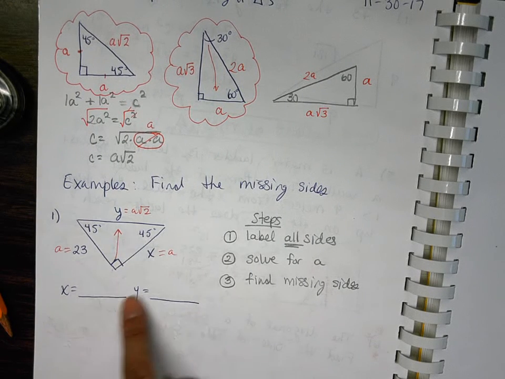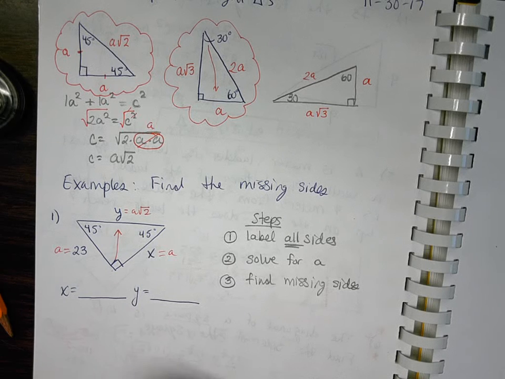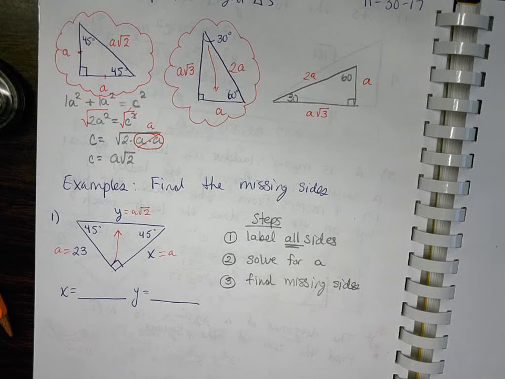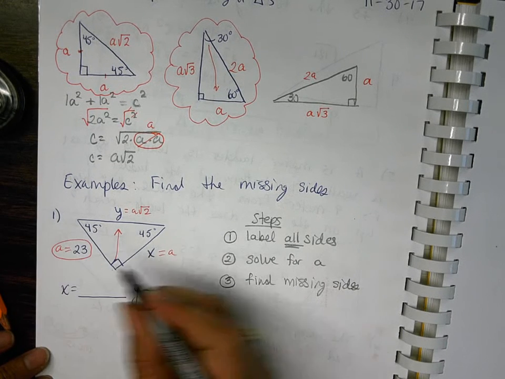Do you guys see that? Step 2, solve for A. And I said it earlier, sometimes they'll just give it to you, sometimes you have some work to do. Is this one flat out given to us as a gift? Here it is. What is A? 23. All right, so we've gone through step 2.